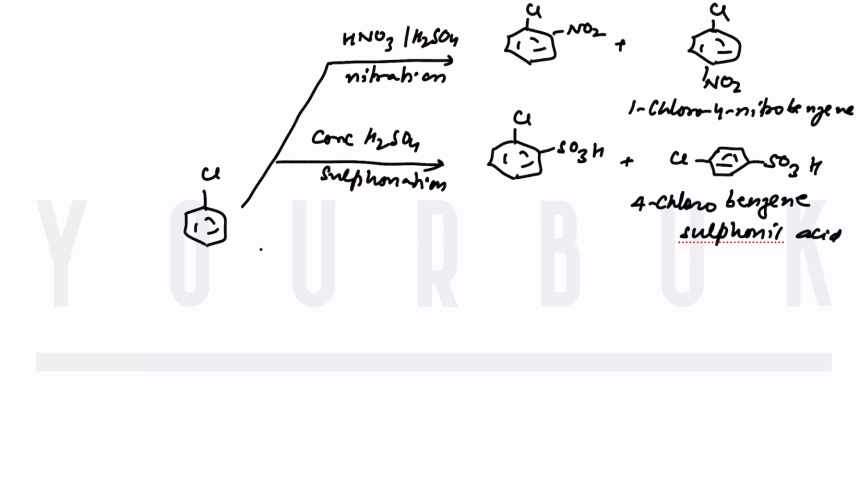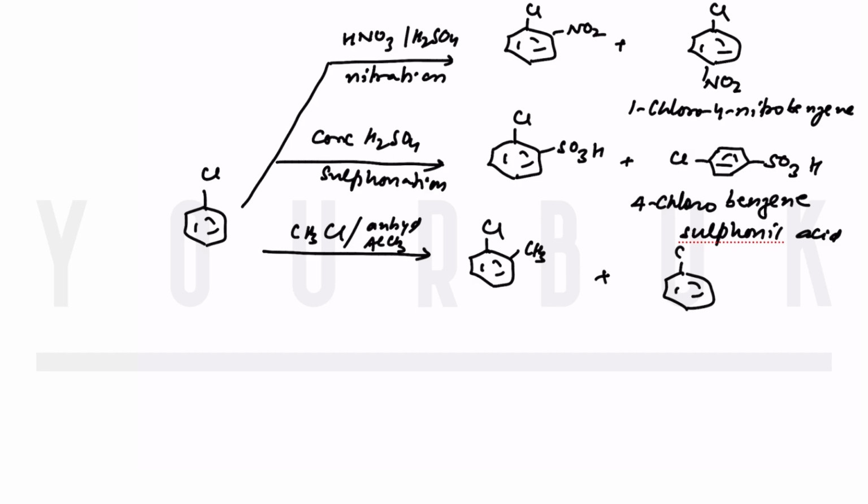Next is Friedel-Crafts alkylation using CH3Cl in the presence of anhydrous AlCl3. Now the methyl group comes at ortho and para. This reaction is called Friedel-Crafts alkylation. I can use any alkyl group, and the IUPAC name of this isomer is 1-chloro-4-methylbenzene.